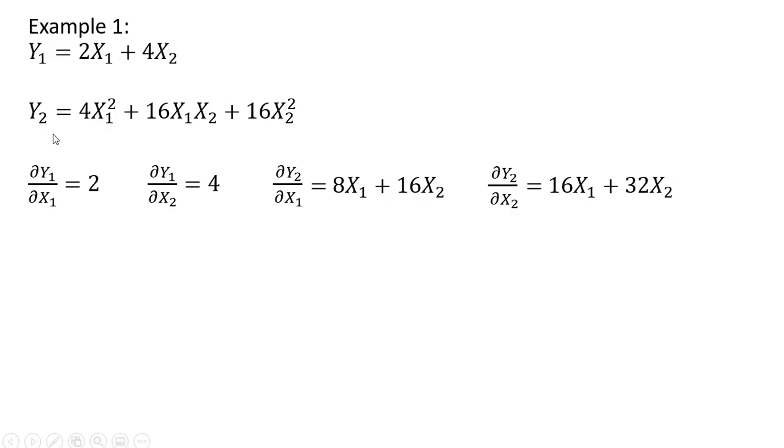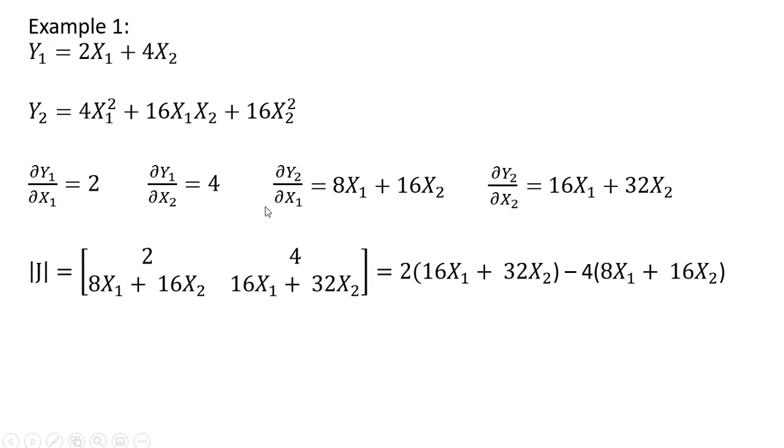Moving on to the second function, take the partial derivative of the second function with respect to x subscript 1. We get back 8x subscript 1 plus 16x subscript 2. And then our final partial derivative result from the last function is as follows. Placing those and now taking the determinant, 2 multiplied by 16x subscript 1 plus 32x subscript 2, and then we're going to subtract 4 multiplied by this element down here.